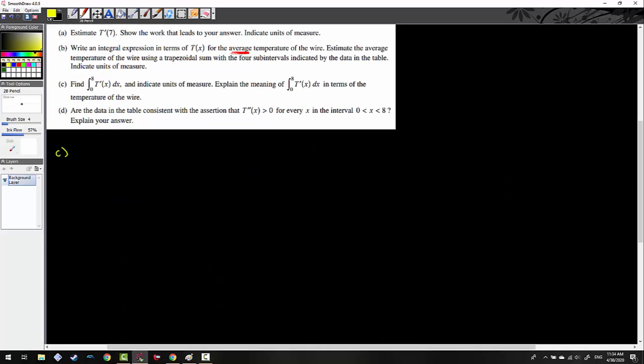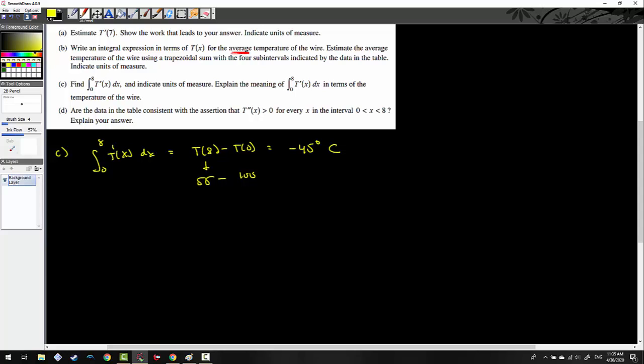And we are back, taking care of part C after cleaning up the board here. It says find the integral from 0 to 8 of T prime of x and indicate units of measure. Okay, we can do that. So from 0 to 8, T prime of x dx, well, that's going to be T of 8 minus T of 0. So for that, we're going to go to the table. T of 8 is 55. T of 0 is 100. So that ends up becoming negative 45 degrees Celsius.